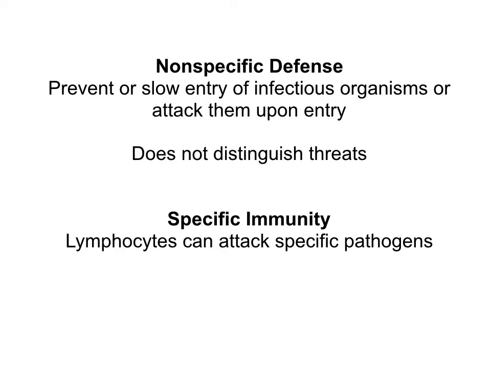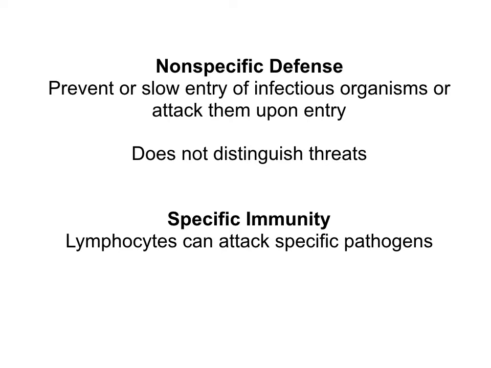Now when you start thinking about protecting the body, there are two different ways to do it. One is through non-specific defenses. Now, a non-specific defense prevents or slows the entry of an infectious organism or attacks the infectious organism upon entry. Non-specific defenses are present from birth, and they don't have the ability to distinguish between threats, meaning that these defense mechanisms basically attack everything the exact same way or block everything the exact same way.